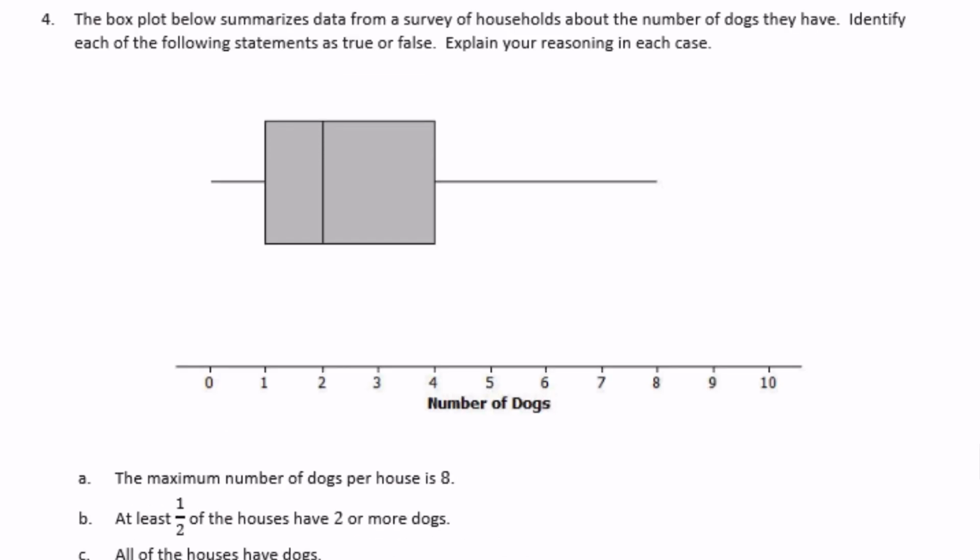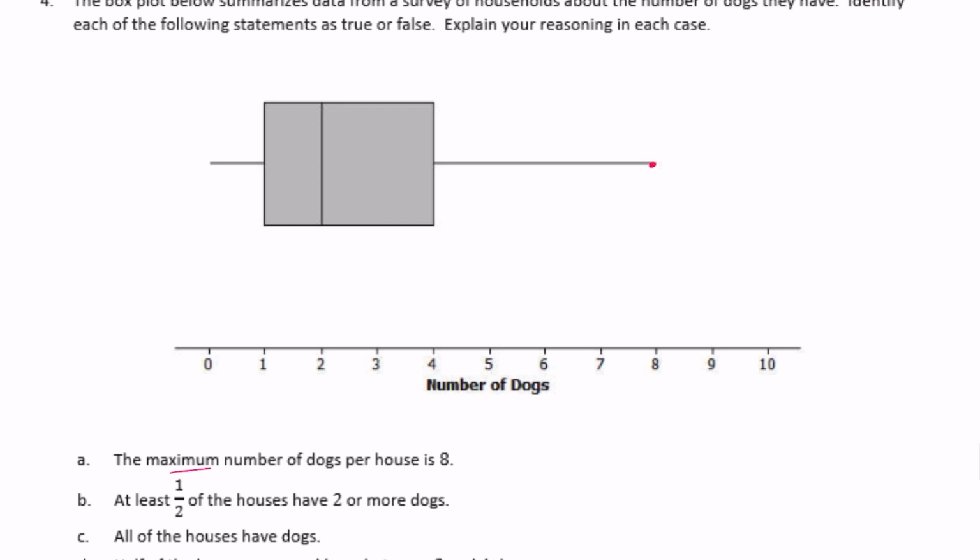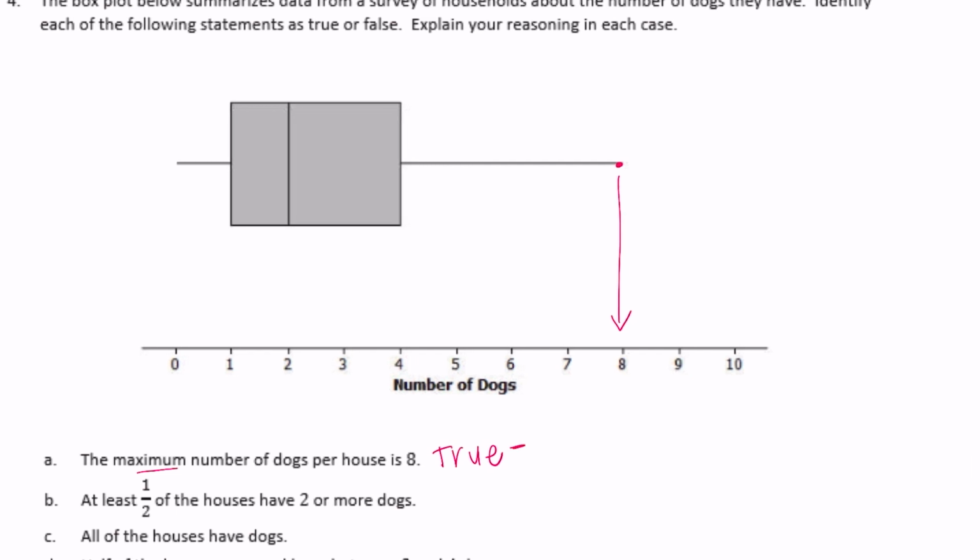And then number 4, the box plot below summarizes the data from a survey of households about the number of dogs they have. Identify each of the following statements as true or false. Explain your reasoning in each case. So they've already given us the box plot. We need to say whether these statements are true or false. A, the maximum number of dogs per house is 8. So it's saying the max is 8. So this right here represents the max. Is it 8? Yes. So this would be true. The top of the line segment goes to 8.